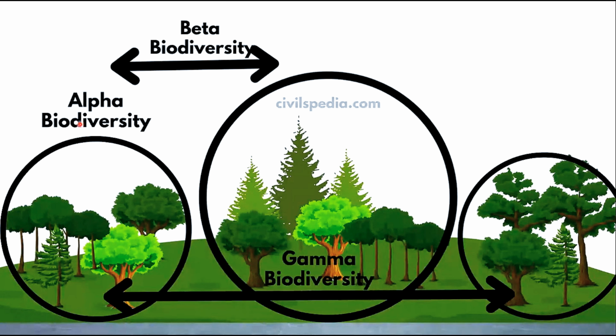Now in alpha diversity, we look at just the species in a single habitat. Here we compare two habitats. So when we compare two habitats, we call it beta diversity. And the overall diversity within all the habitats is called gamma biodiversity, or we simply call it gamma diversity, right? So alpha, beta, and gamma diversity.